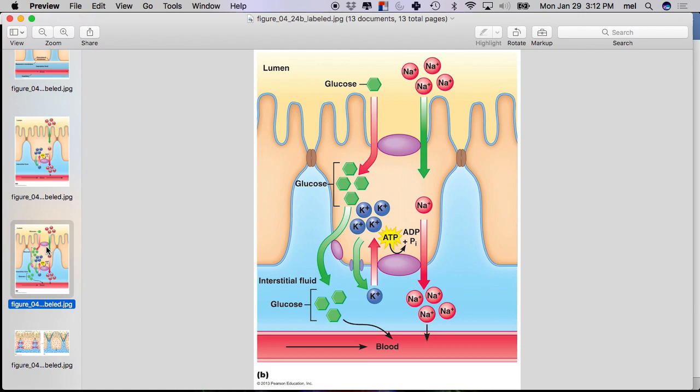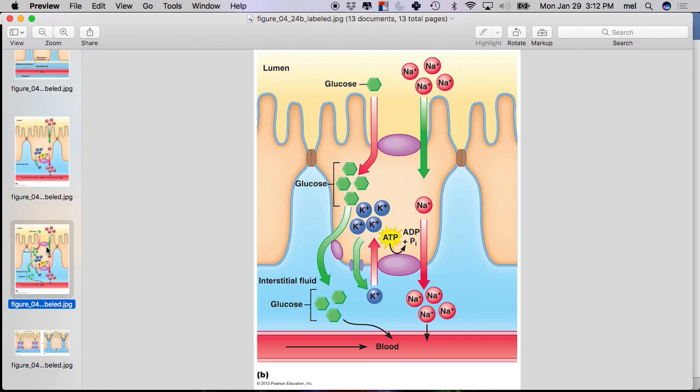Because how many hot girls do you want on the beach? All of them, right? How much glucose do you want in the body? All of it. What would you do if you had excess? Store it as glycogen, right? Store it for a rainy day. So we want to absorb all of the glucose if possible.